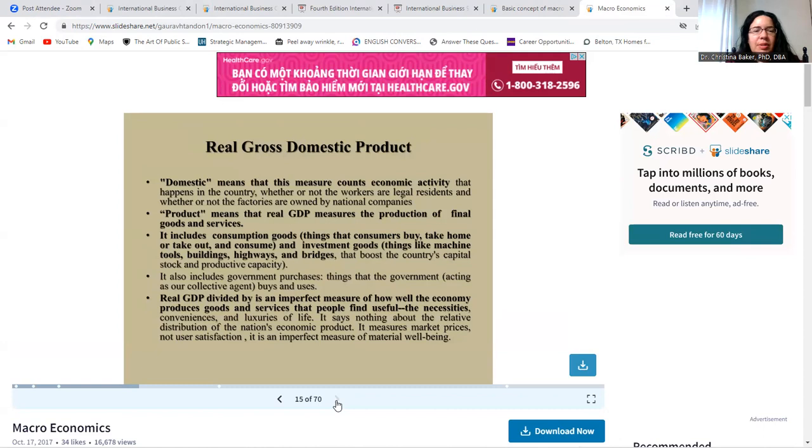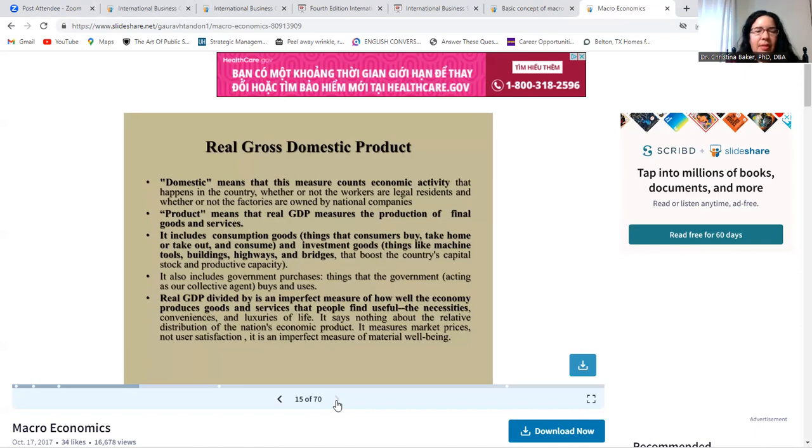It includes consumption goods, things that consumers buy, take home or take out or consume, and investment goods like the machine tools, buildings, highways, and bridges that boost the country's capital stock and productive capacity. It includes government purchases, things that government, acting as a collective agent, buys and uses.